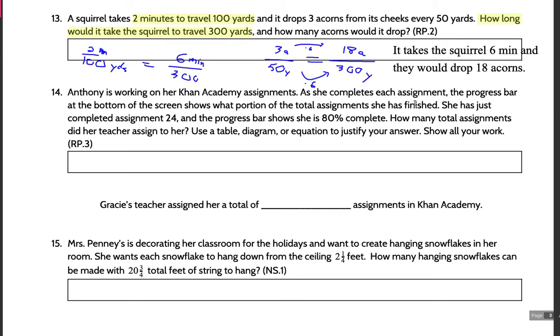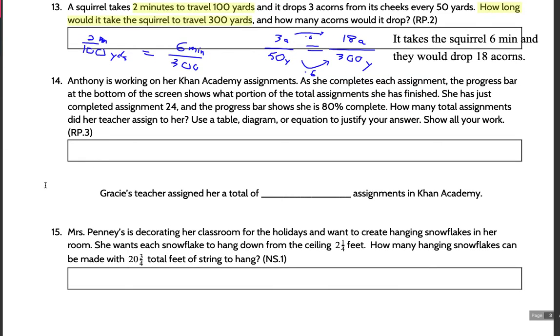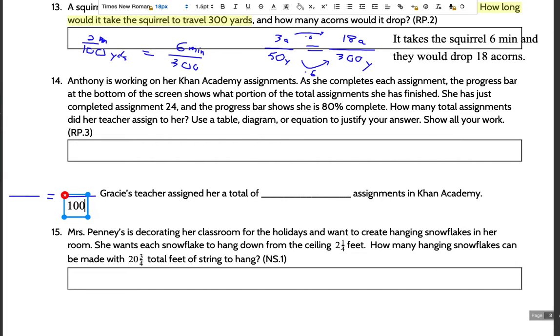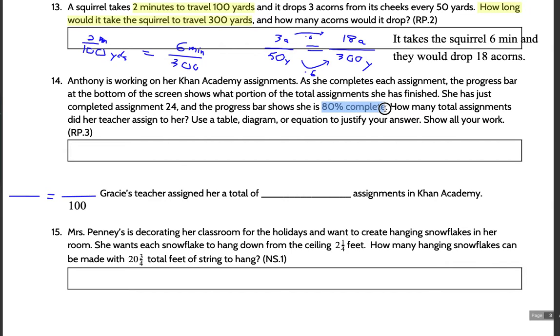Okay, so this, again, we can solve using a proportion. I'm going to solve it down here because there's a little bit extra space. So remember, you want the part over the whole equals the percent over 100. So that's going to be 100 down here. And we have a percent, 80% complete, right?